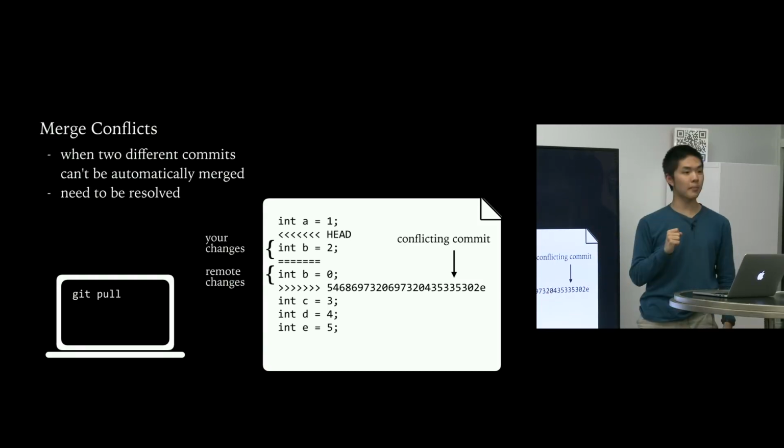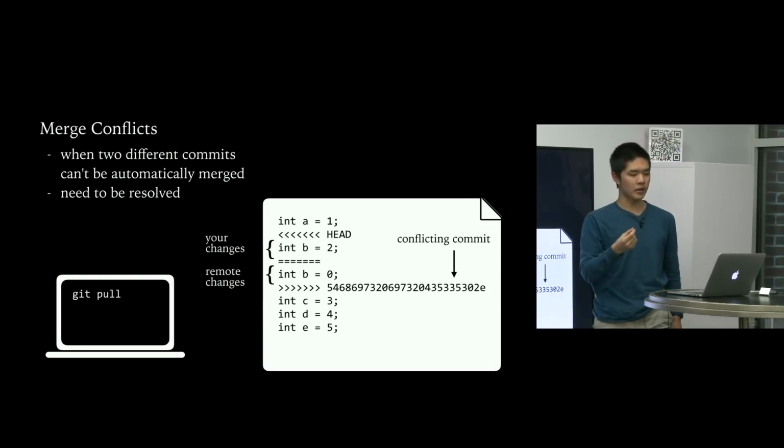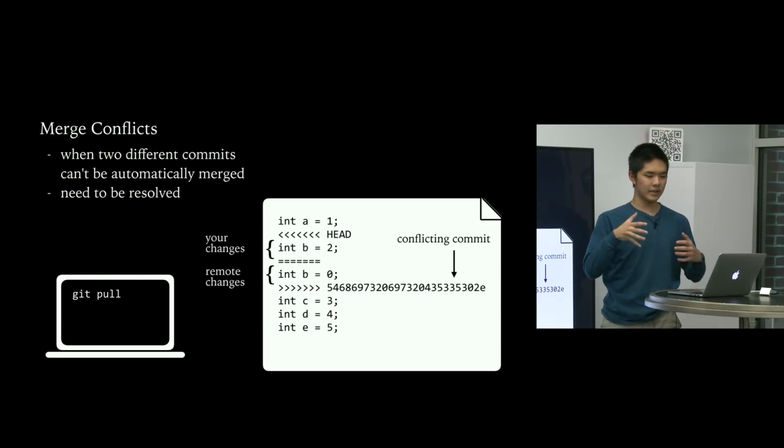And this random sequence of numbers and letters right there is the conflicting commit. Every single commit gets a unique identifier, just a sequence of numbers and letters. And so this is telling me which is the commit from GitHub that is causing this conflict, that is the reason why I'm not able to merge these 2 together.